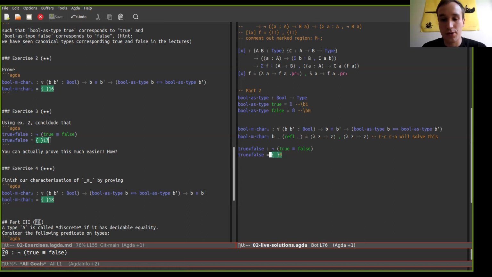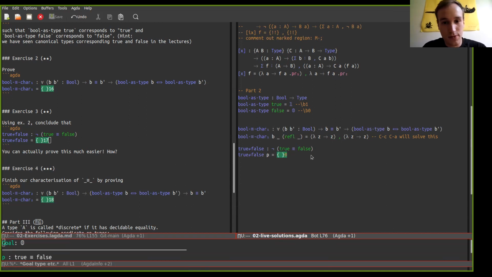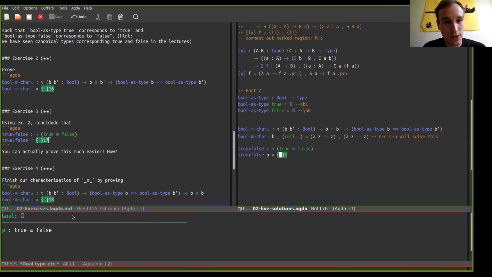So what we do is we give it a p. Make this window bigger. We give it a p, a supposed proof that true equals false, and we have to produce something of empty type. And if we want to, we can use our full equality characterization one.